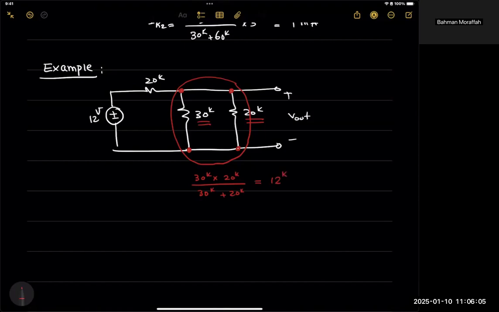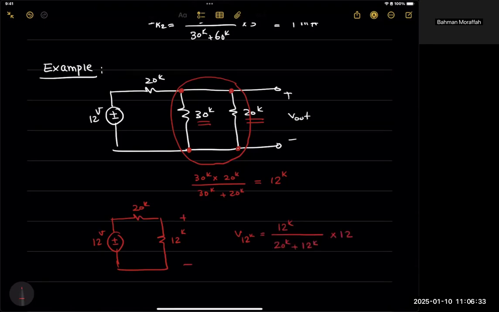So my circuit would look like this: 12 volts, 20K, 12K. And what I'm after is the voltage across this 12K. So the voltage across this 12K is 12K divided by 20K plus 12K times 12, right?